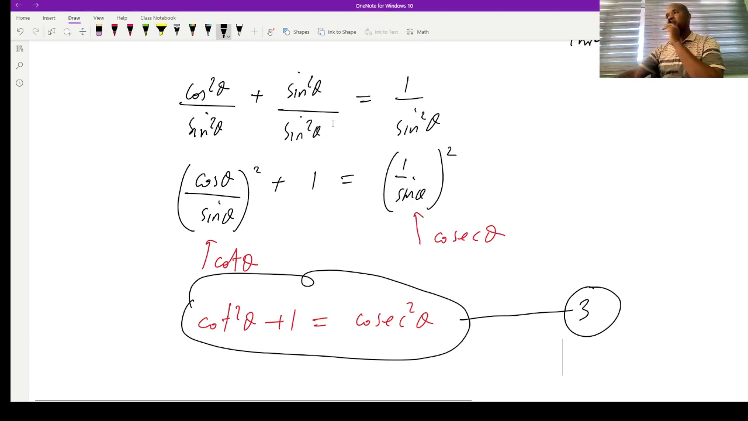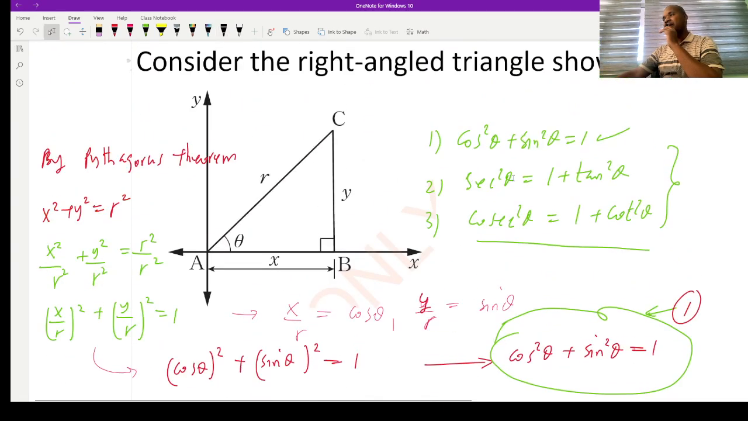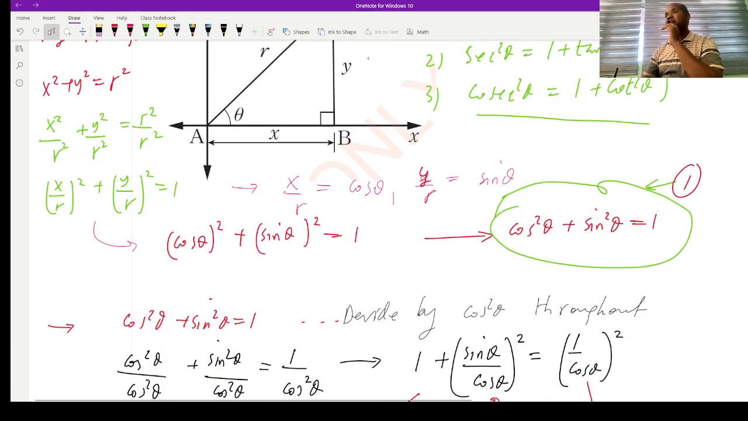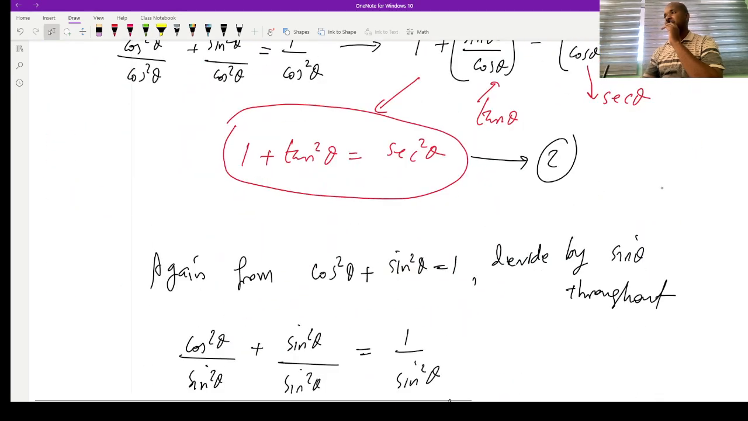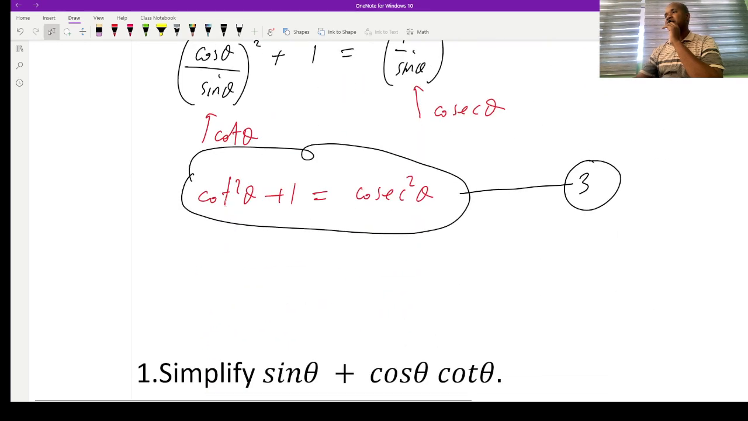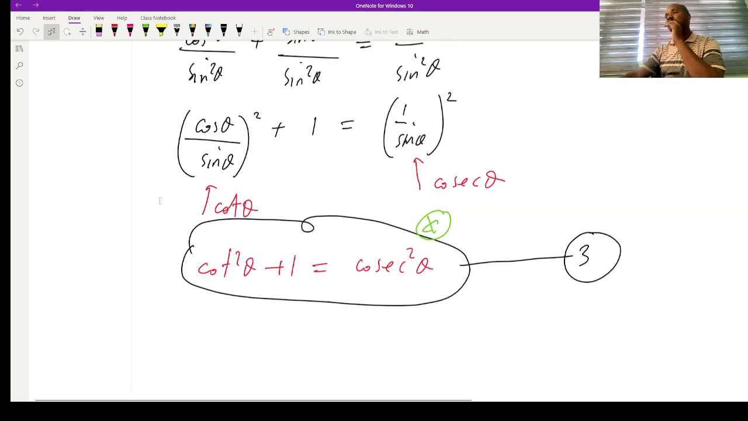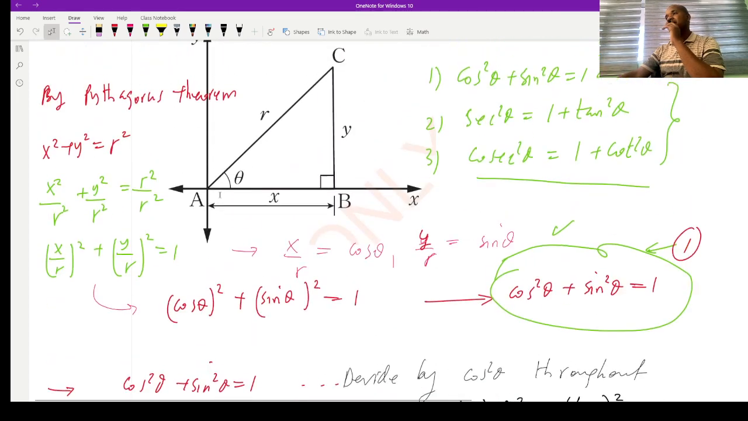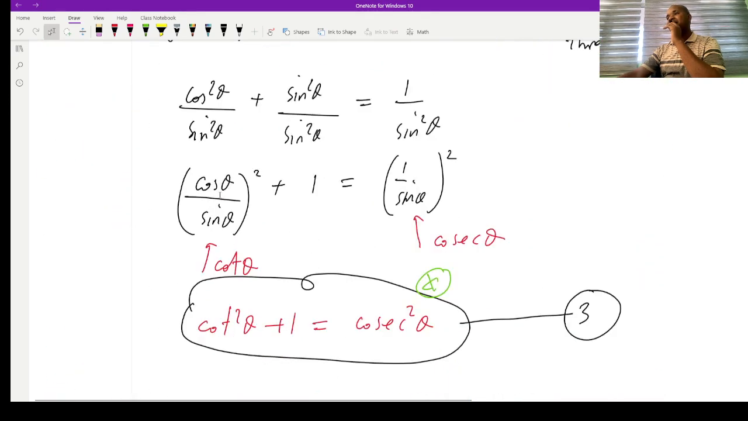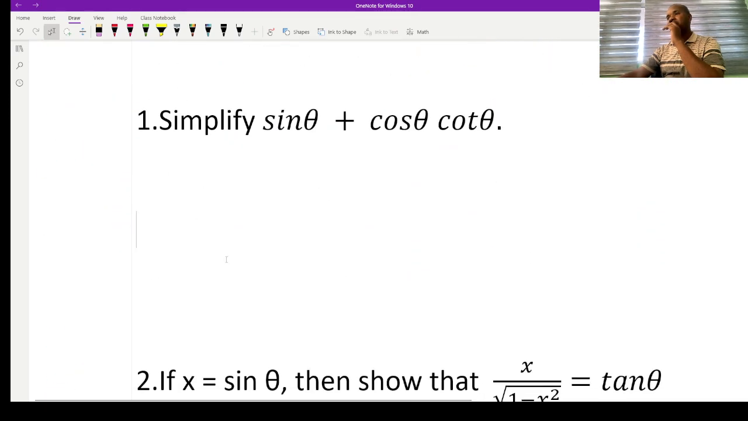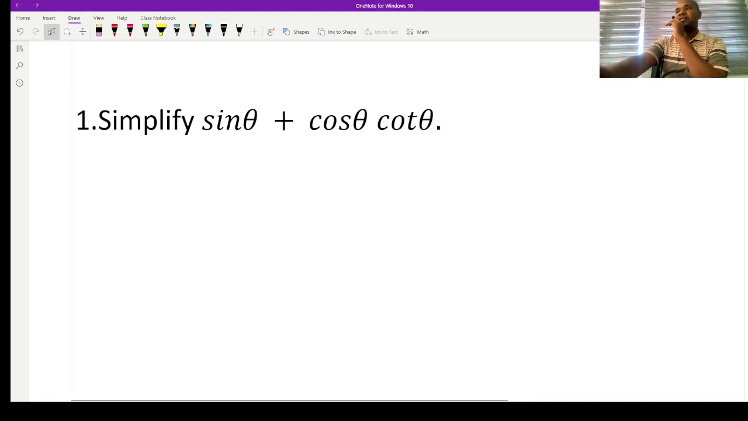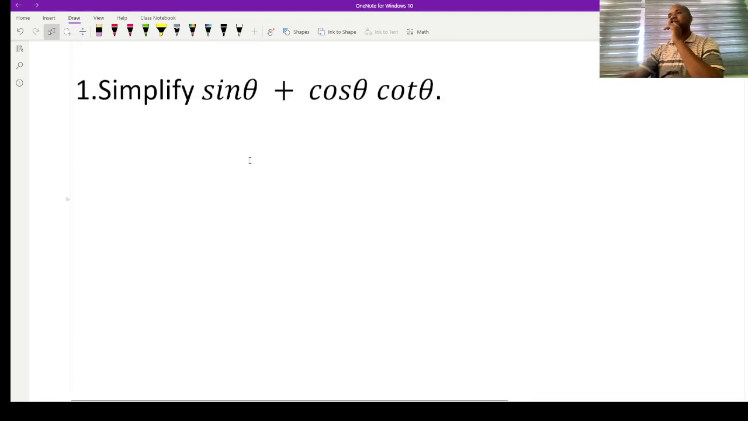So we managed to derive the important three identities. The first one being this identity here. The second identity is here, and the third identity is here, dear students. So with those identities, let us see now how the questions are coming.